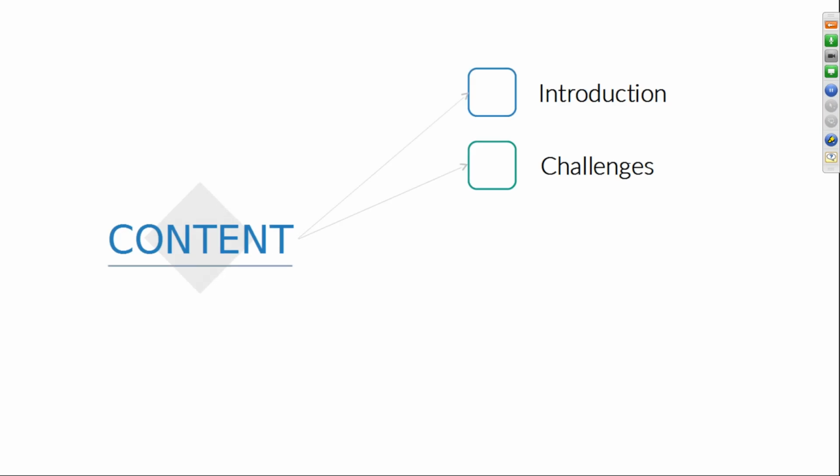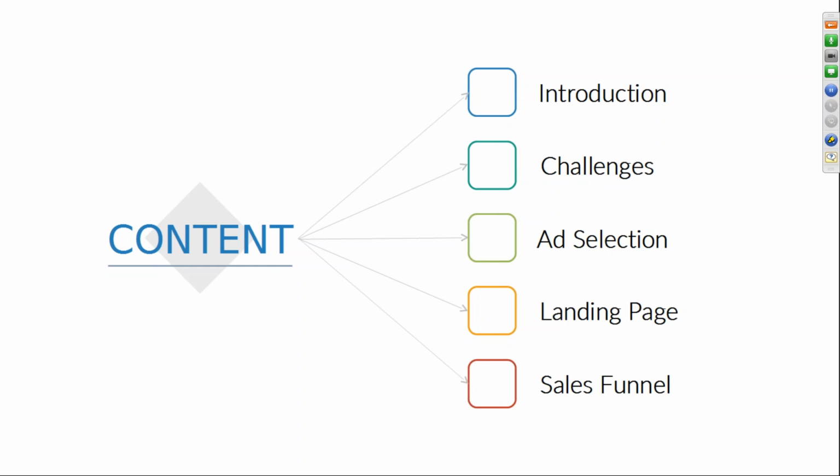So here's what we're going to do. We're going to talk a little bit about the challenges and some of the things that might hang up your results and keep you from moving forward. We're going to talk about the proper way to pick online ads that are really going to work this time for you. We're going to address landing pages, and then we're going to show you how to tie everything together using a marketing and sales funnel. We're going to get really deep into these particular strategies in a way that you've probably not seen before.